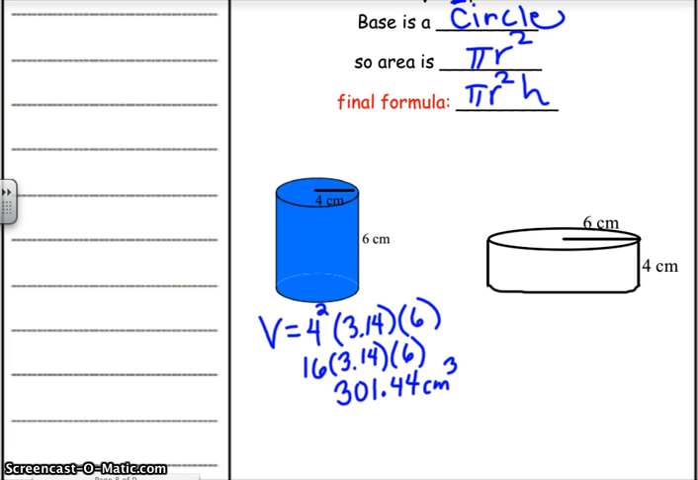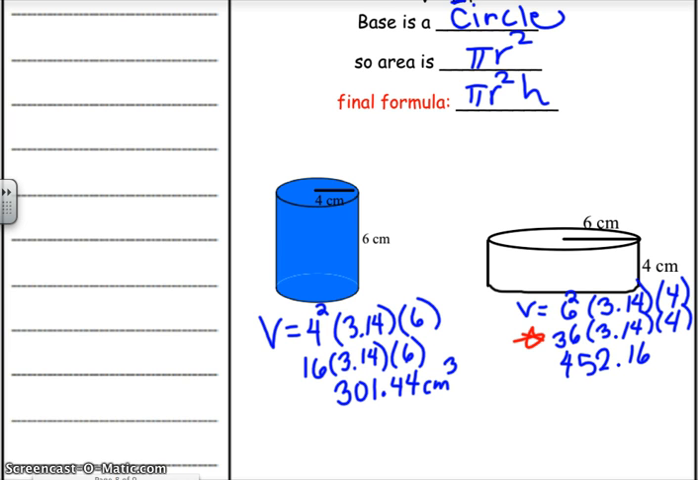Okay, next one. My radius is 6. My height is 4. So my volume is going to be 6 squared times pi, 3.14, times the height. 36 times 3.14 times 4. And this step right here would be about what I expect to see on your homework. So you can square your radius right away, but I want to see the numbers you're multiplying together. So 36 times 3.14 times 4 is 452.16 cubic centimeters. And we are done.